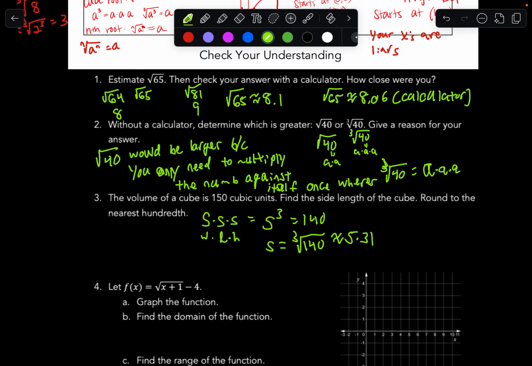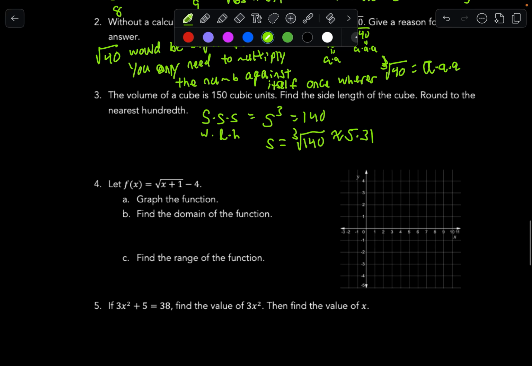Now, let f of x equal the square root of x plus 1, minus 4. It wants you to graph the function. Well, remember, the graph of a square root looks like this. It has a starting point, and we've got to figure out where that start point is. So looking at this, we see that the start point is at (-1, -4).